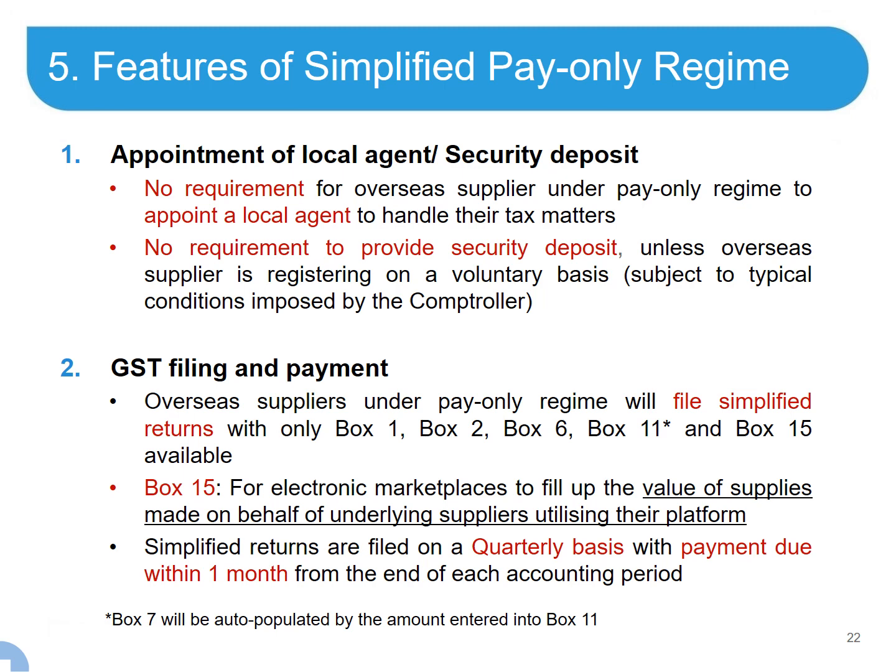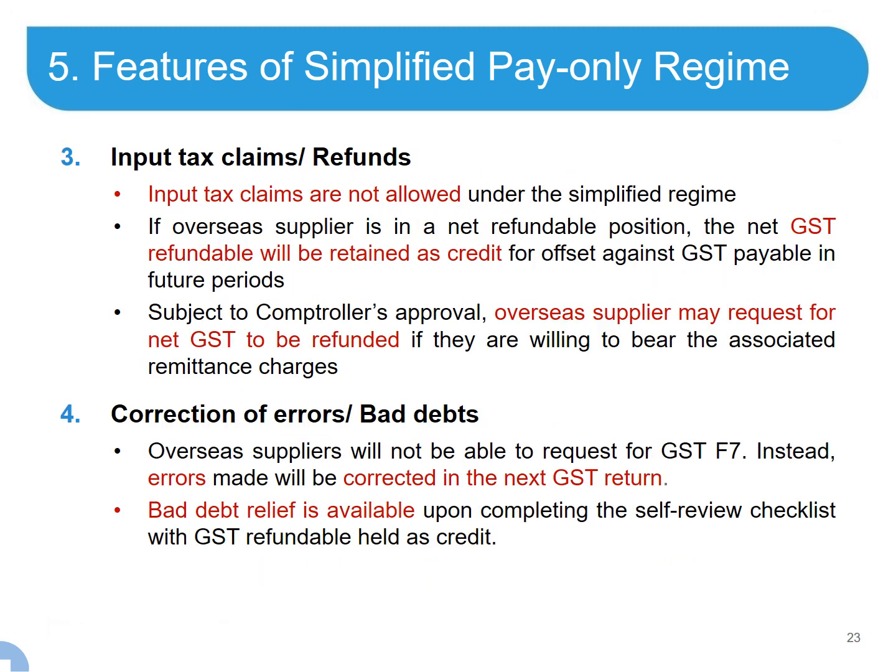Box 15 is only applicable to electronic marketplaces, and marketplaces should fill up Box 15 with the value of supplies made by the marketplace on behalf of underlying suppliers utilizing their platform. The simplified returns will be filed on a quarterly basis with payment due within 1 month from the end of each accounting period. It is important to note that input tax claims are not a feature of the simplified regime.